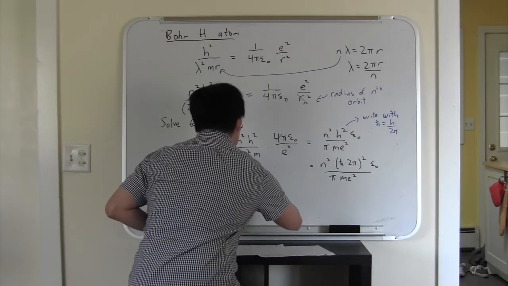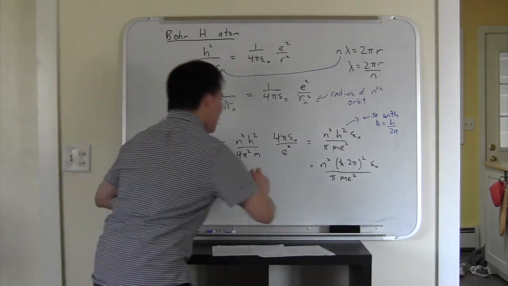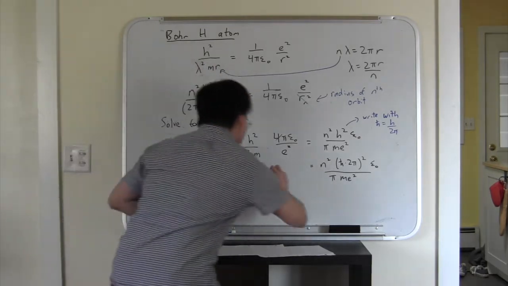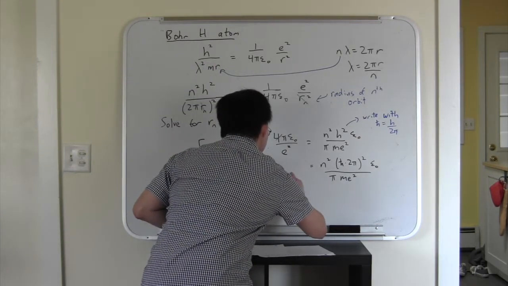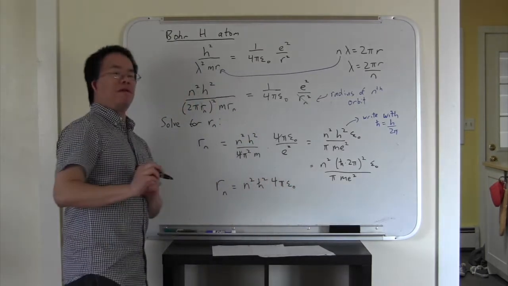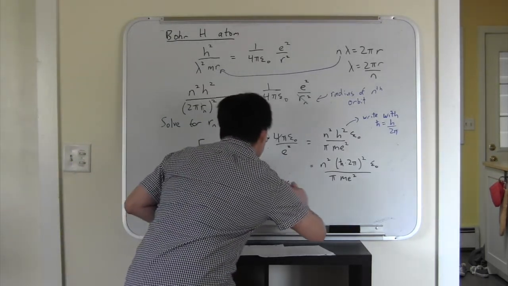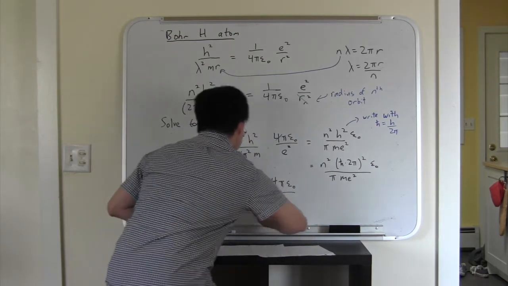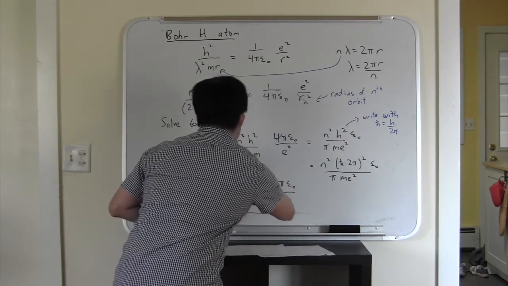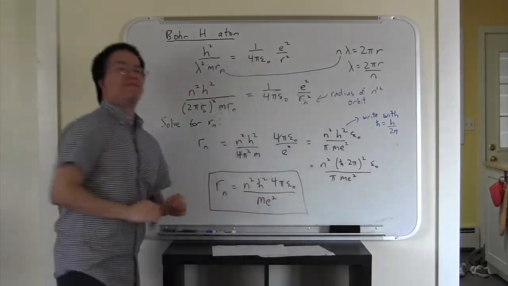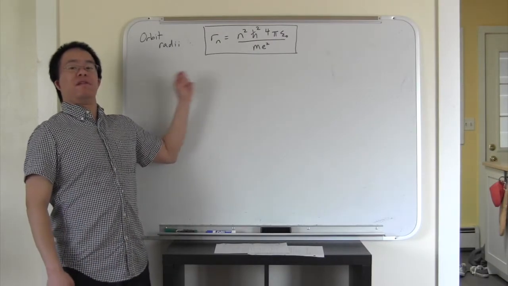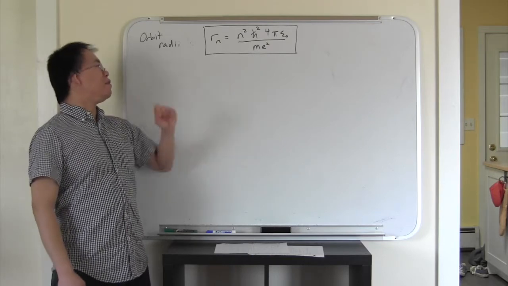n squared h bar squared times 4 pi epsilon naught over m e squared. So I've restated our result for the allowed radii here.